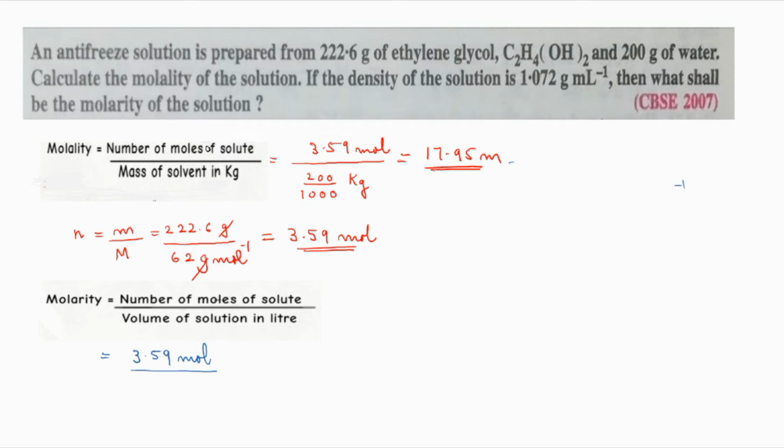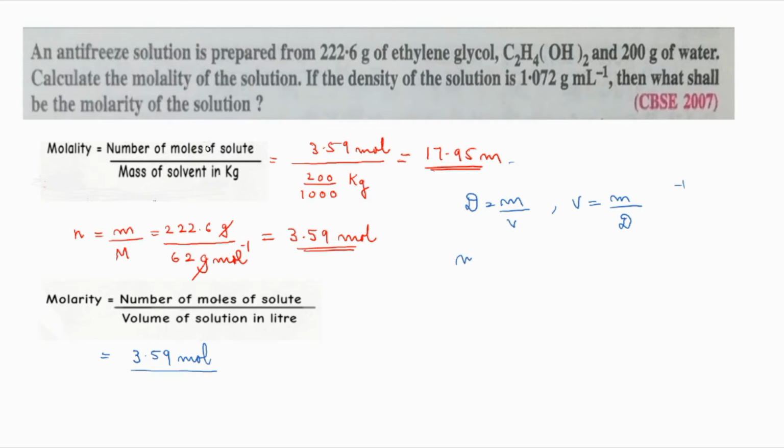Now, we need the volume of the solution. How to calculate it? For that, they have given the density of the solution. So, how are volume and density related? Density is equal to mass of the solution divided by volume of the solution. From here, we can calculate the volume of the solution. Volume will be equal to mass divided by density. Here m is the mass of the solution.